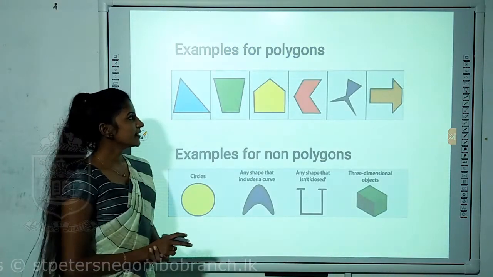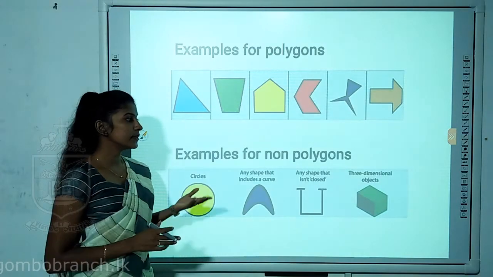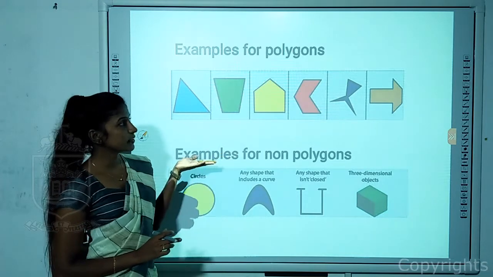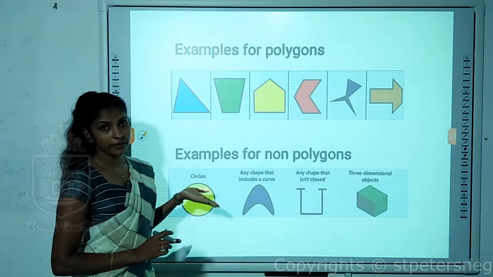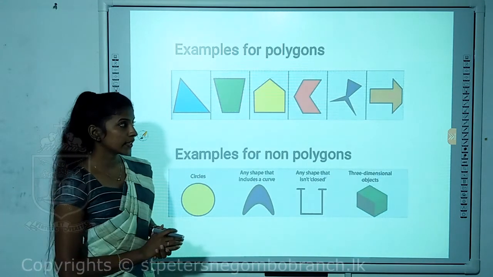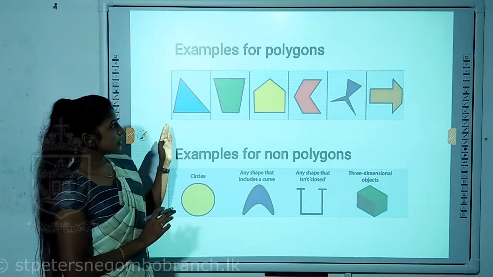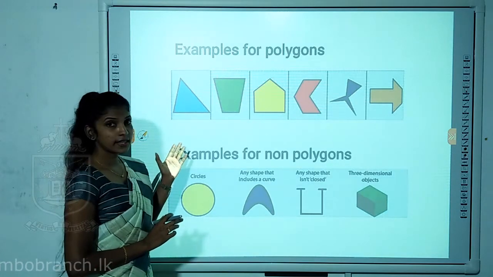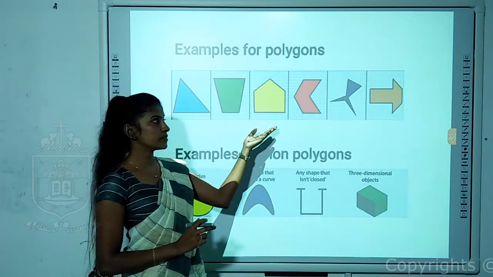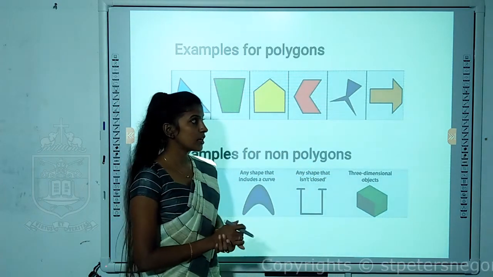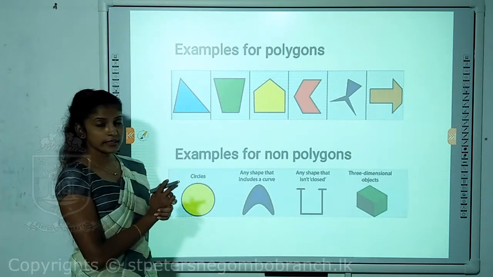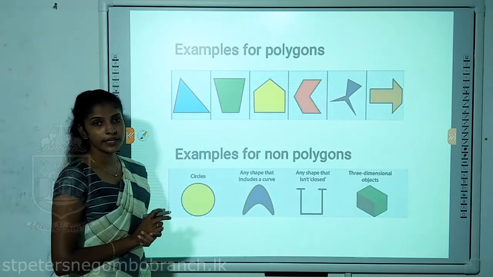Right. So here you can see some examples of polygons as well as some examples of non-polygons. In the first set of polygons, all are closed figures and all have straight line segments. Starting with the minimum number of sides, that is 3 sides. Here you can see 4 sides, 5 sides, and likewise the number of sides increases. And you can see all the features are satisfied in this set of examples.